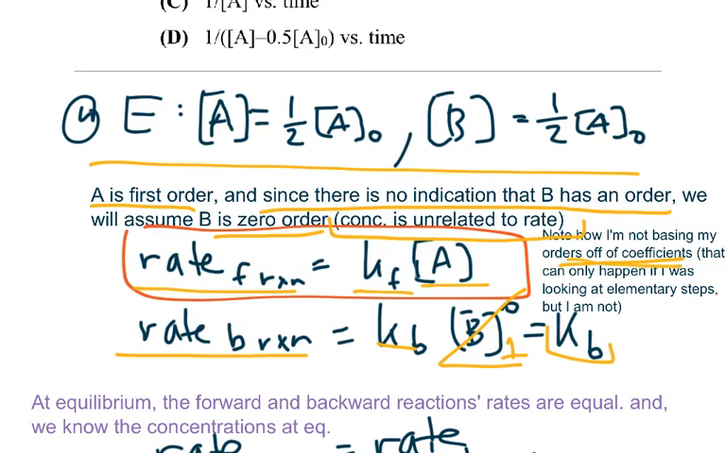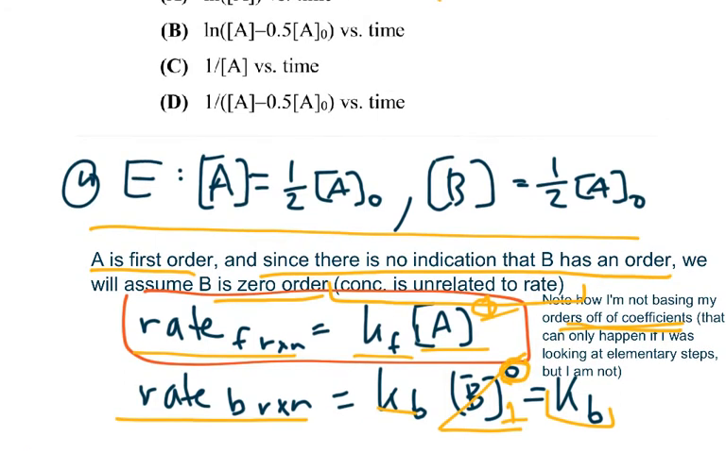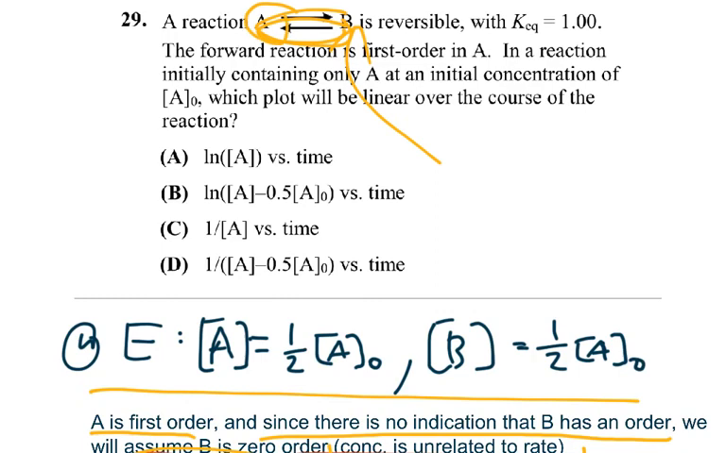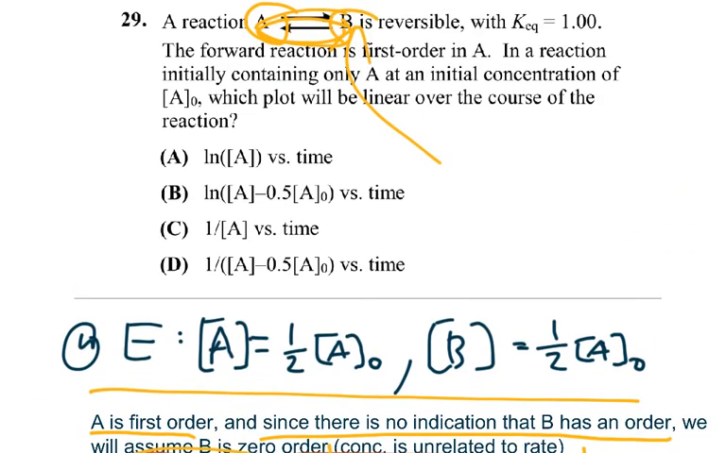Instead, you are going to base your orders off of the information they give you. So they say A is first order, you're going to put that. If they say B is zero order, or they just don't talk about it at all, then you will say that B is zero order. And notice how the rate law for the forward reaction only involves the reactants, and the rate law for the backward reaction involves only the products.